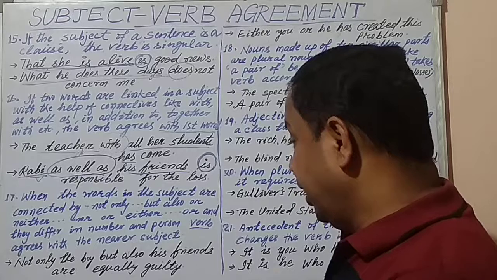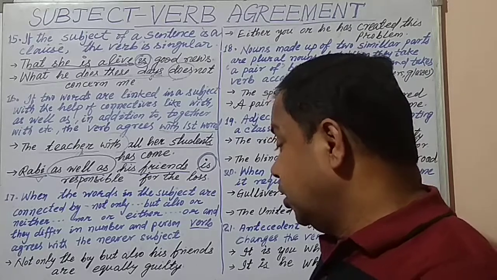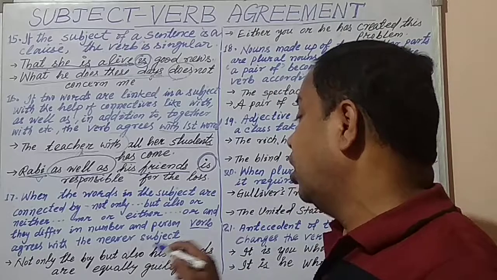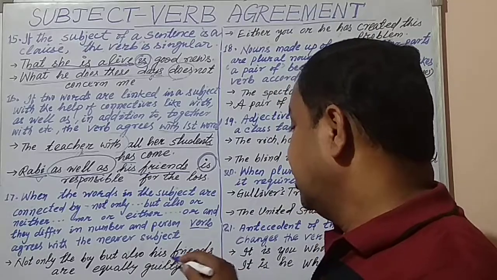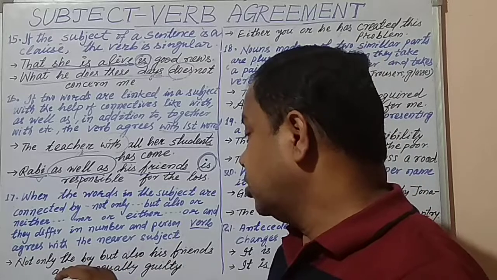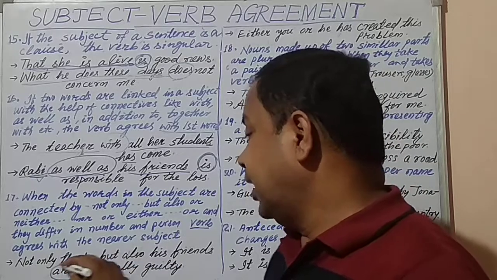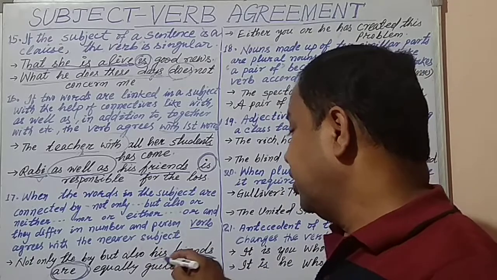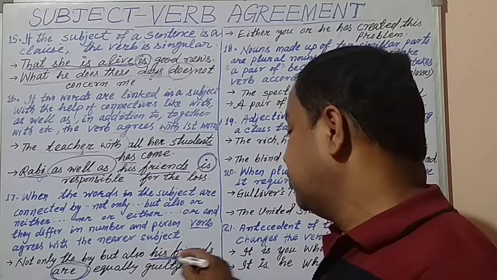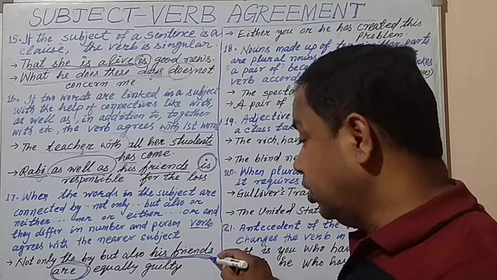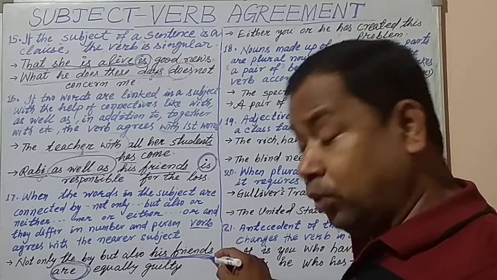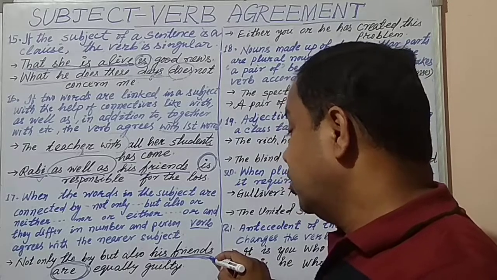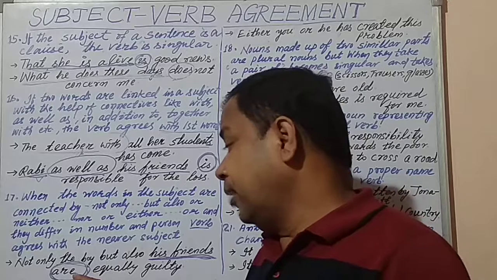But this will take the verb. Which verb? They will take the verb that is nearer to it, nearer to the subject. What is the nearer subject? His friends. His friends is the nearer subject, and that is third person plural number. Friends is third person plural number. Accordingly, the verb takes are, because his friends takes the verb are.